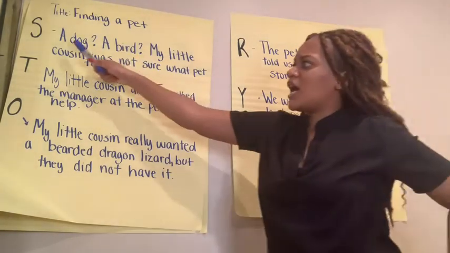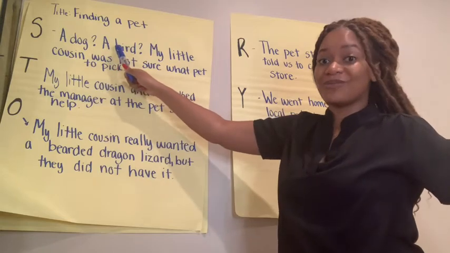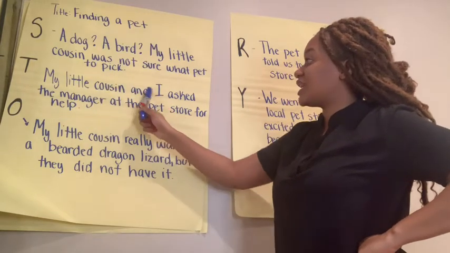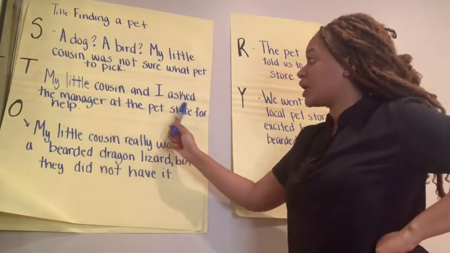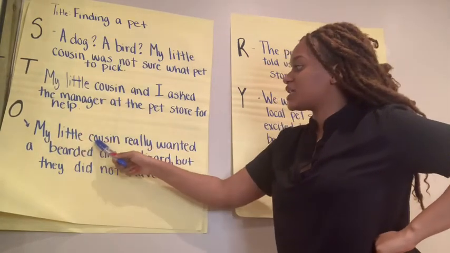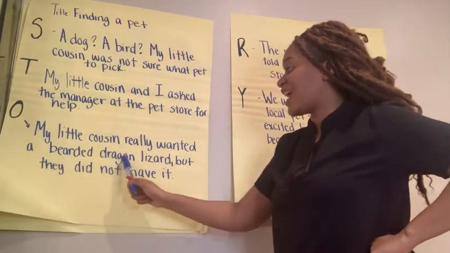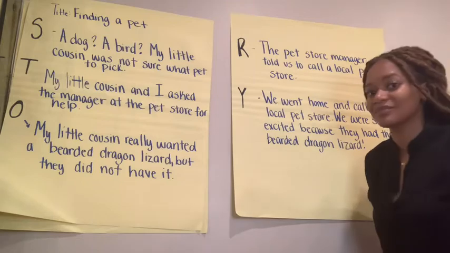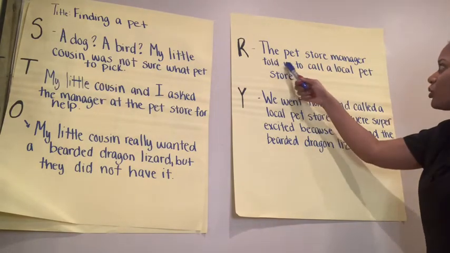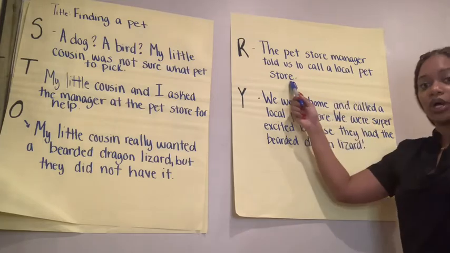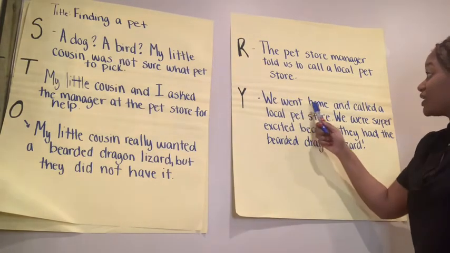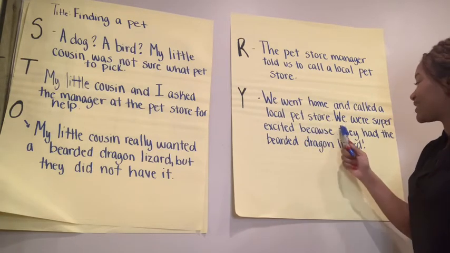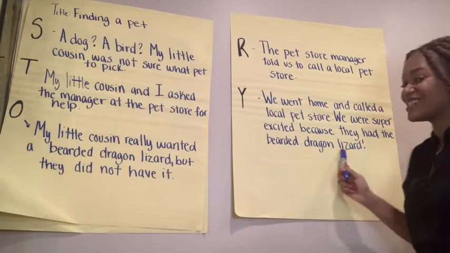So let us read our entire story together. Here we go. A dog, a bird, catchy opening. My little cousin was not sure what pet to pick. My little cousin and I asked the manager at the pet store for help. My little cousin really wanted a bearded dragon lizard, but they did not have it. Oh no. Okay, moving on. The pet store manager told us to call a local pet store. What happens next? We went home and called a local pet store. We were super excited because they had the bearded dragon lizard.